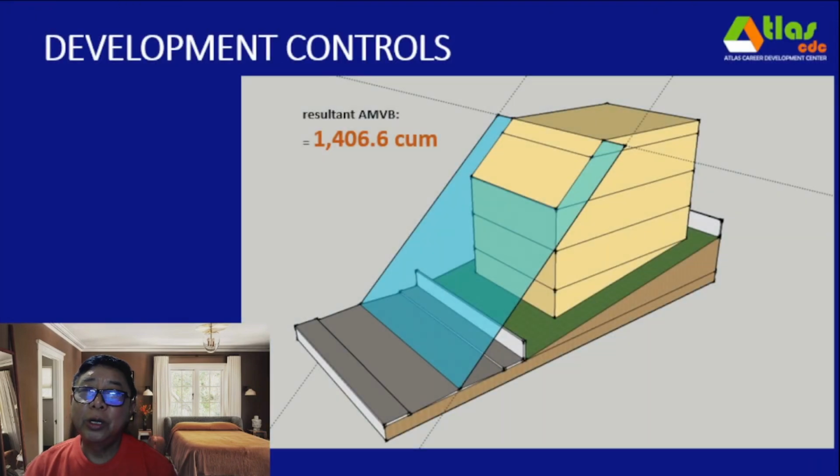So if we are going to show that in three-dimensional view, this will be the volume of the building. The AMVB of 1,406.6 does not include this portion, no? Because our AMVB, our reference is the established grade elevation starting from here up to the BHL of 10 meters.